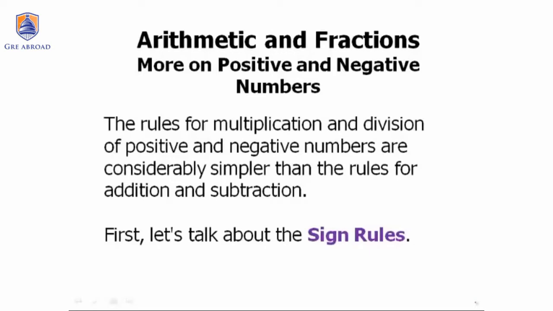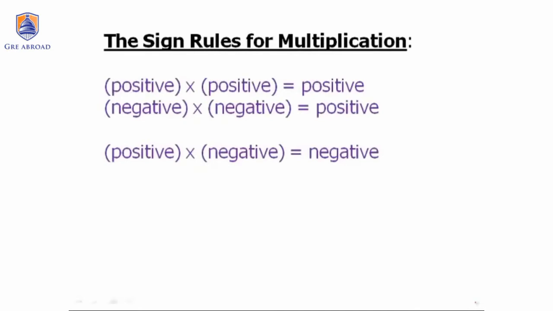First, let's talk about the sign rules. The sign rules for multiplication. If we multiply a positive times a positive, we get a positive. If we multiply a negative times a negative, the two negatives cancel and we get a positive. The only time we get a negative is when we do positive times negative in either order. It could be positive times negative or negative times positive. Either one would result in a negative.